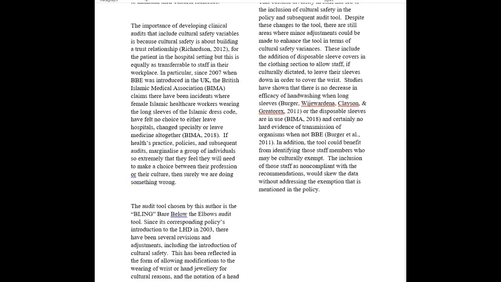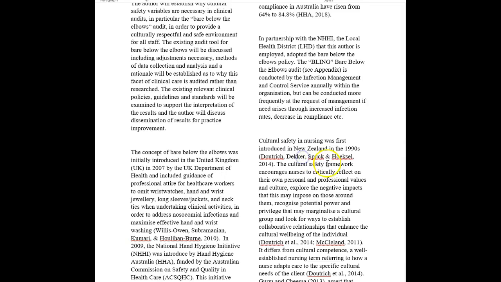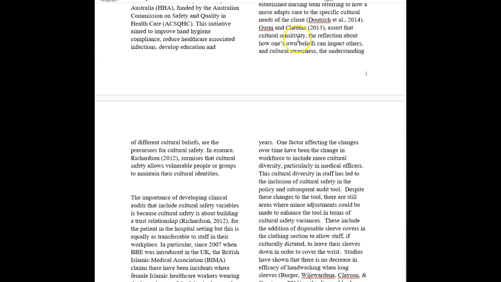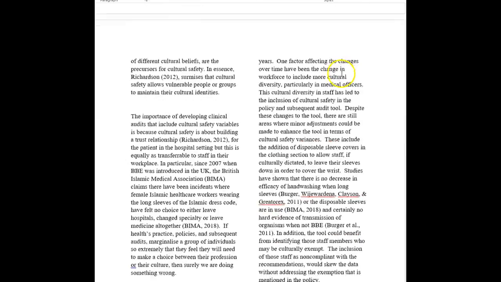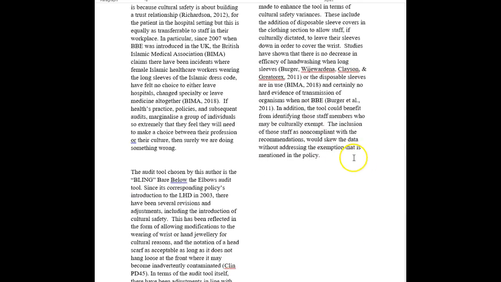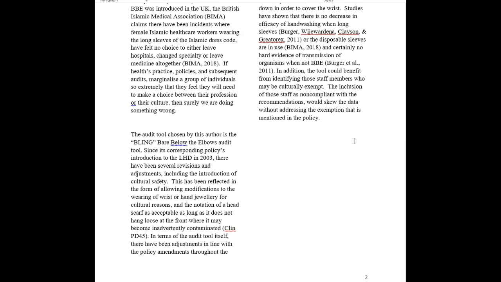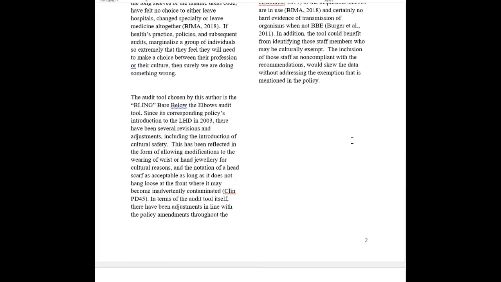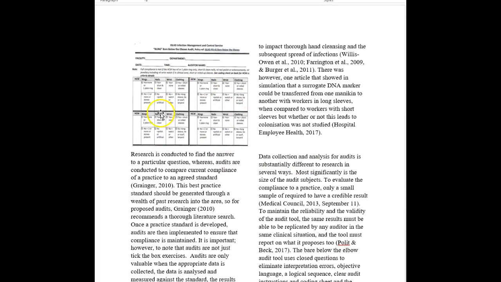Then the student goes on with making some discussion about where the tool should be changed. Sorry, my screen just jumped up. Where it says here, the tool could benefit from identifying those staff members who may be culturally exempt, because they would be deemed as non-compliant. So the student has added that in, and it's very useful there. Then the student has added a picture of the tool. You can put it in an appendix, whatever you wanted to do, but this is how the student has done it.